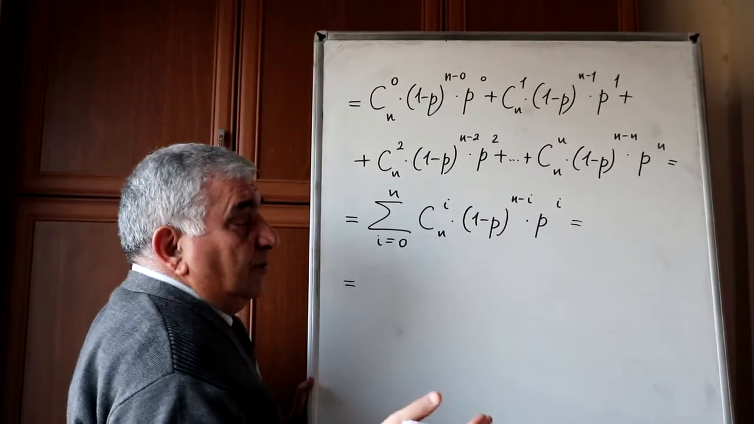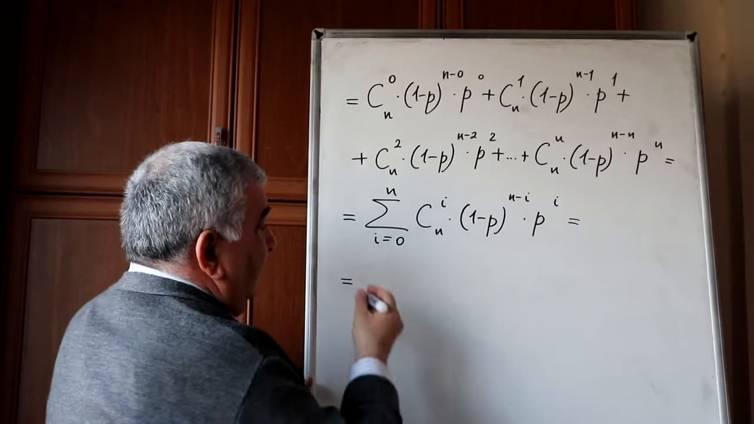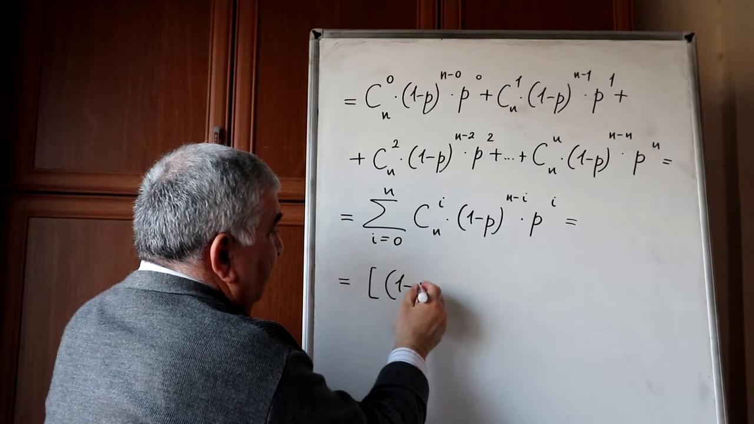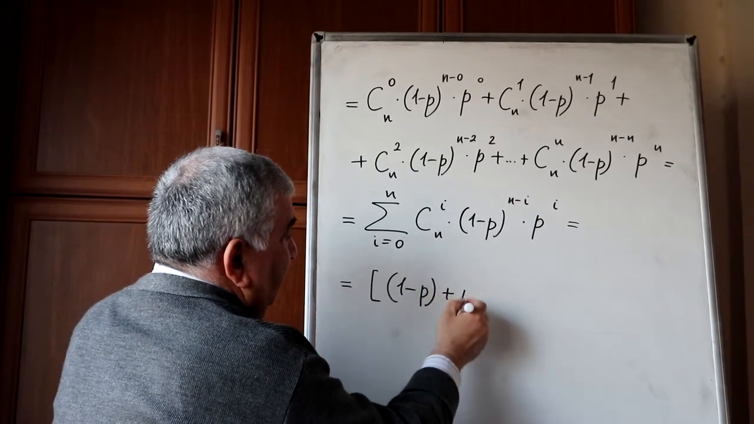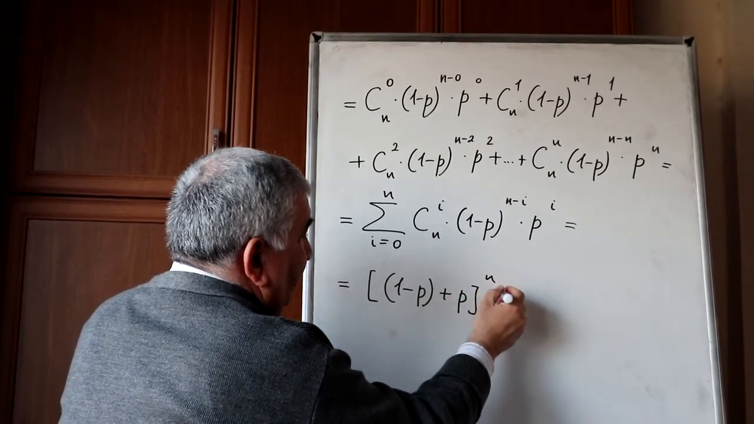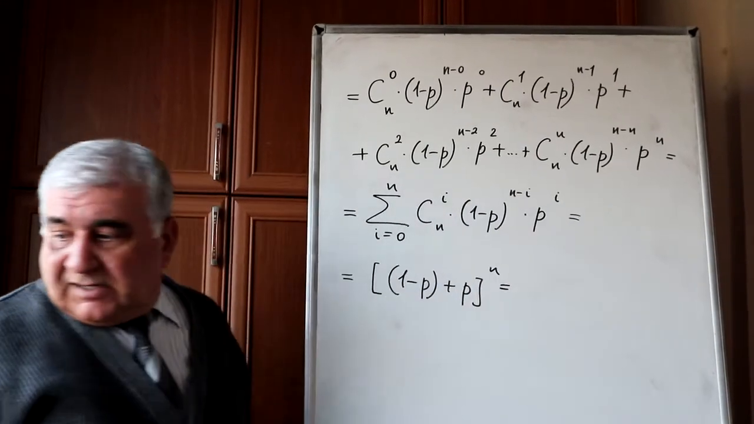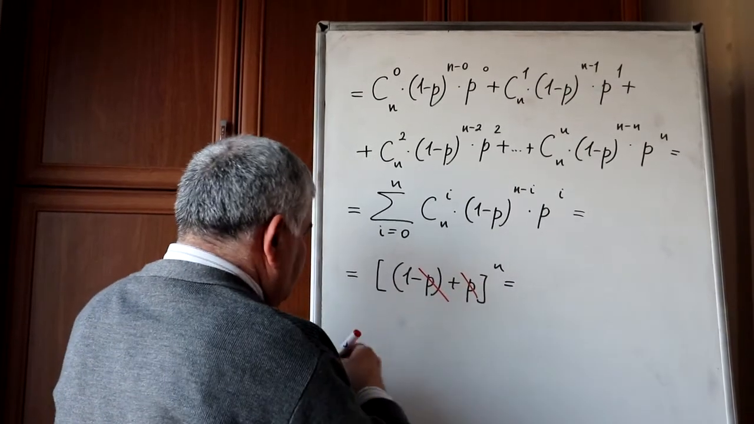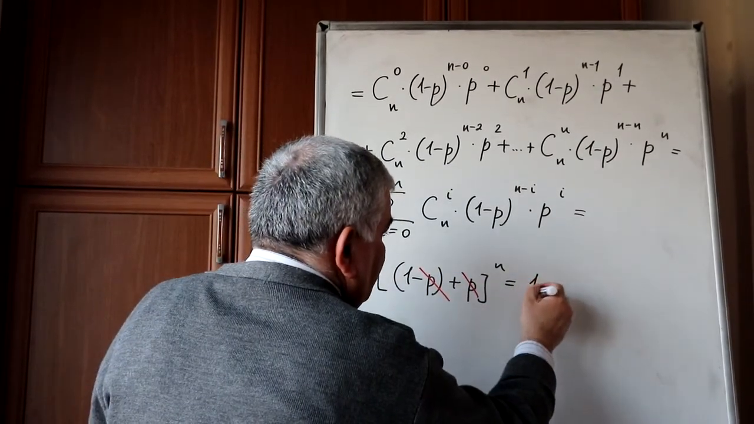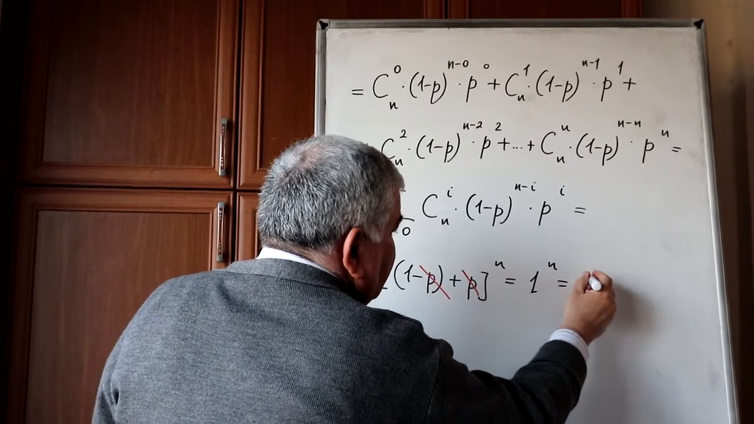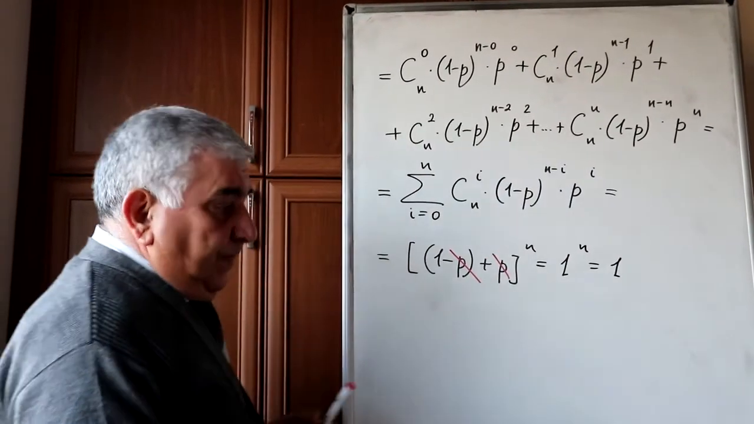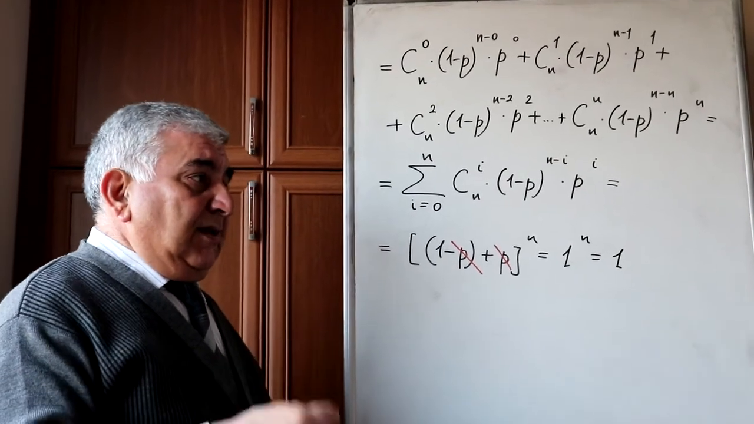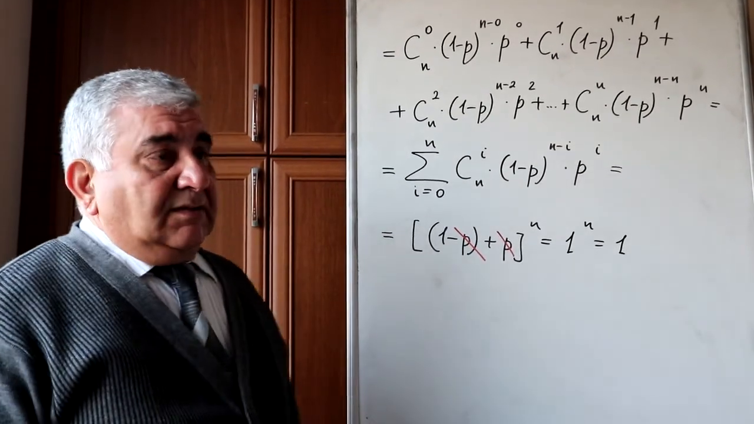According to the Newton binomial formula, we have 1 minus p plus p to n. Then minus p and p are deleted. Then we have 1 to n, and it is 1. Here we have already verified the main probability equality. Thank you very much.